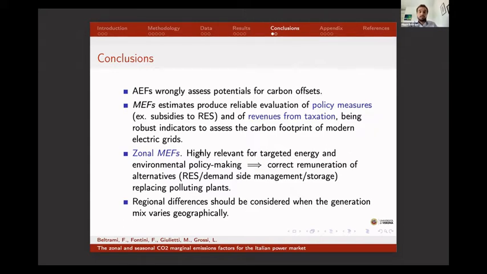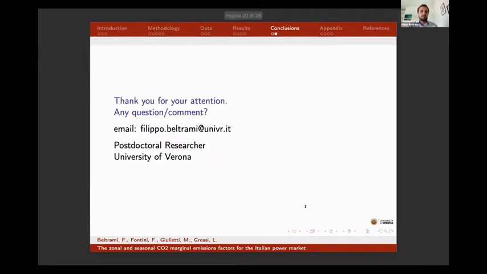So zonal marginal emission factors are relevant for targeted energy and environmental policymaking, and these regional differences are crucial when the generation mix varies geographically and the marginal structure of the electricity market varies accordingly. That is all from my side, and thank you all for your attention. I look forward to the discussion. Thank you very much.